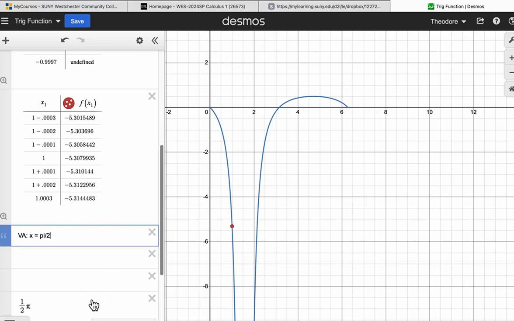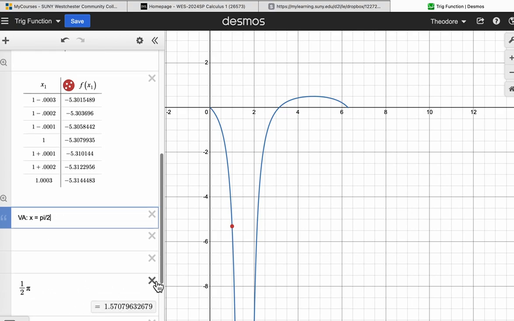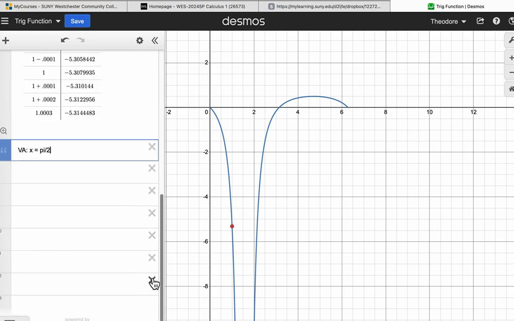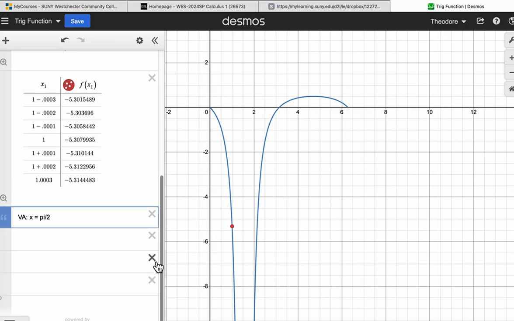There is no hole in the graph, so I'd wipe that out, right? So pi over 2 would be the location of the vertical asymptote. I just need to verify that. I can get rid of this now, right? If this bothers you, you can get rid of all the extra stuff that we don't need.